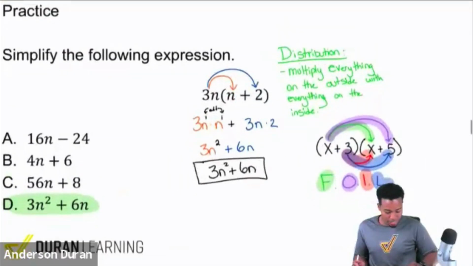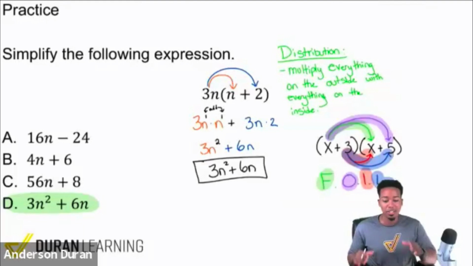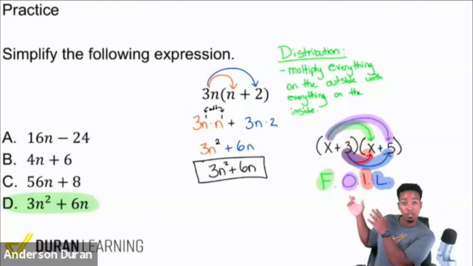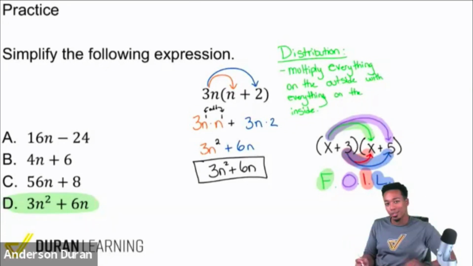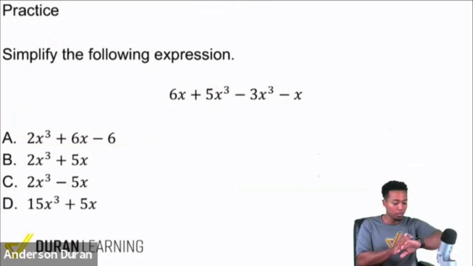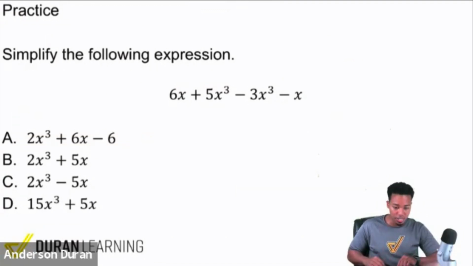And so with that said, let's keep moving forward here. Again, distribution, multiply everything from the outside with the inside. Let's get that timer going. 3, 2, 1. Let's go. This one, 1 minute, 15 seconds.